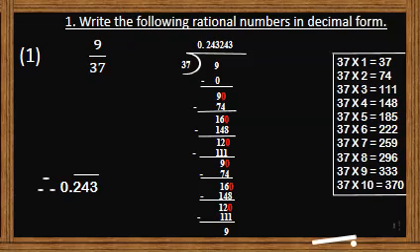Now we will see how we write this answer. We will write therefore 0.243, and above 243 we will underline. It means that 243 is repeating. I hope you all are clear with this sum. To clear this concept, we will see one more sum.